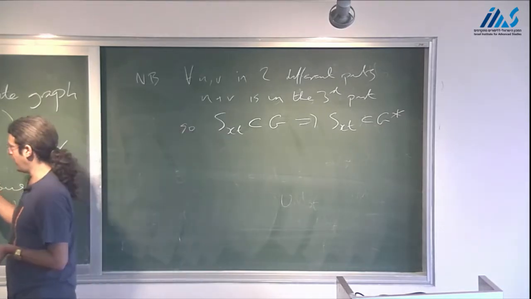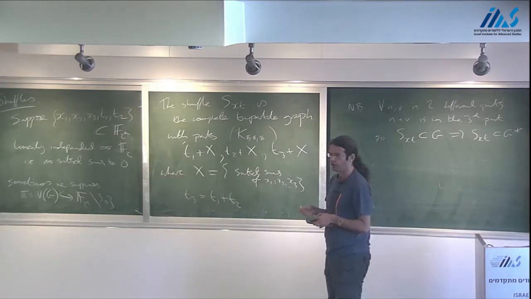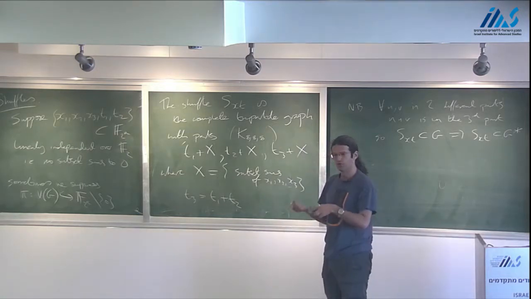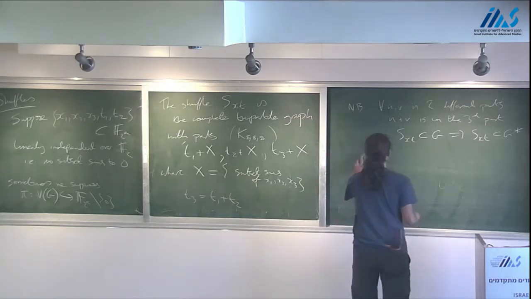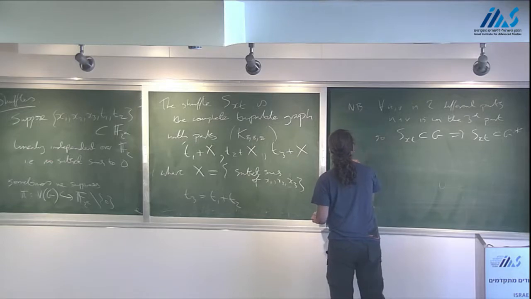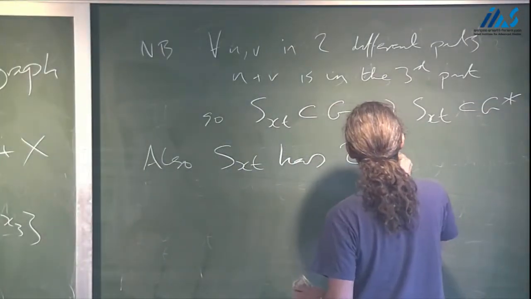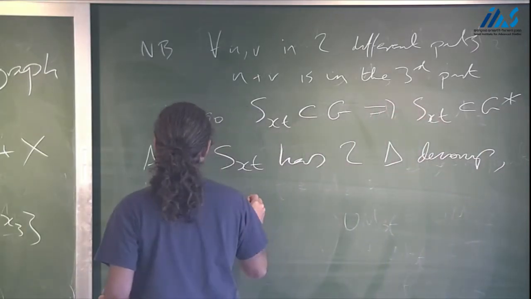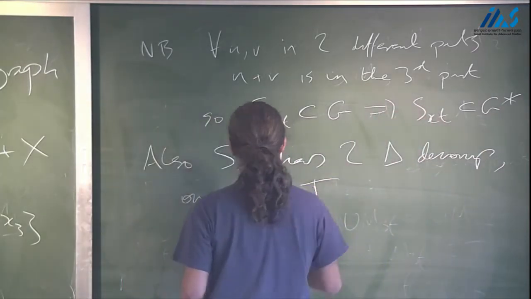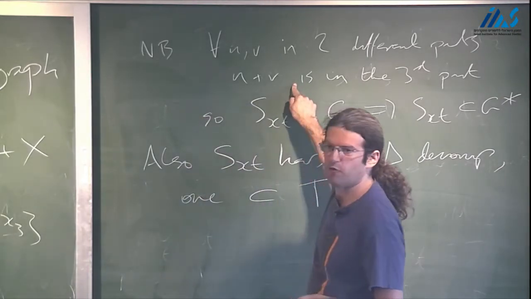Now, why else have I chosen this particular construction? It has two different triangle decompositions, one of which comes from the template, and one of which is generic in a certain sense. So I'll explain. S X T has two triangle decompositions. One is a subset of the template. You see that this comes from this observation here.